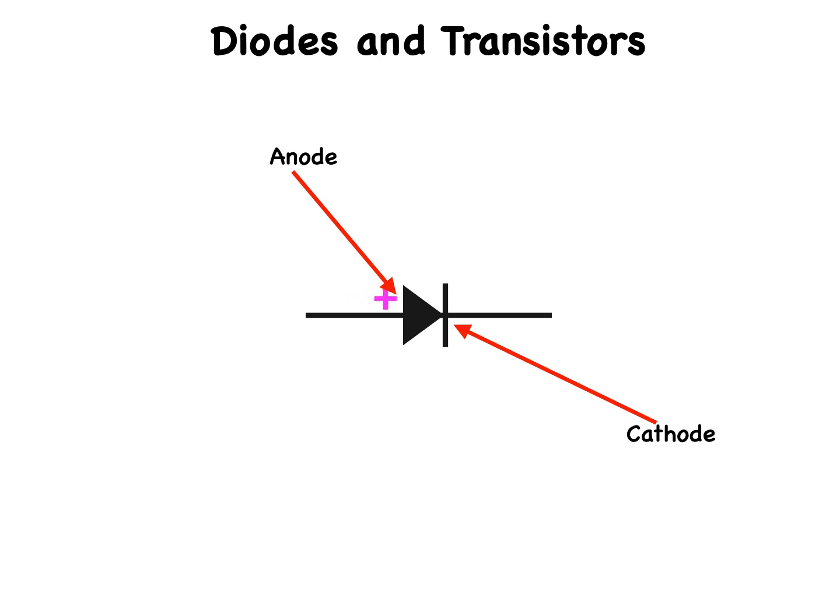That is, when the anode has a positive voltage, with respect to the cathode, standard current will flow in the direction of the arrow. When the anode has a negative voltage with respect to the cathode, standard current will be blocked.